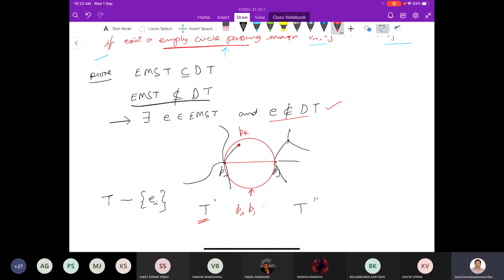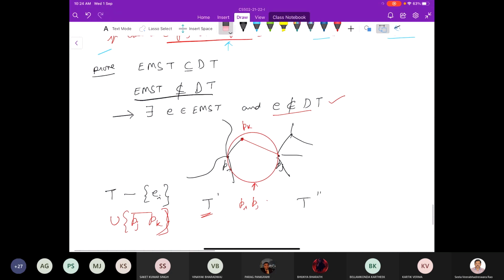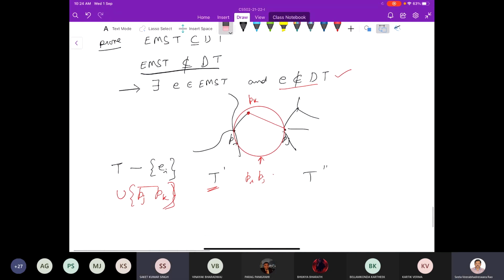Now you consider this edge. So we have removed this E here and we are adding an edge, PjPk. Now again the tree is connected. We got another spanning tree. Yes or no? Yes, sir.